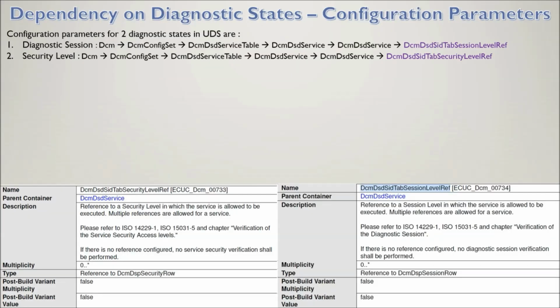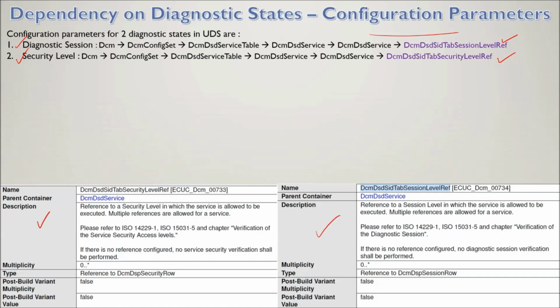We can configure them. In the next slide, we shall learn the AUTOSAR configuration parameters, which let us configure these things. So, the dependency on diagnostic states, the configuration parameters. You know there are two diagnostic states: one is the diagnostic session and the second is the security level. Whether the dependency on diagnostic session is needed or not is decided by this configuration parameter, and on the security level by this configuration parameter. The configuration parameters and the hierarchy are shown here.